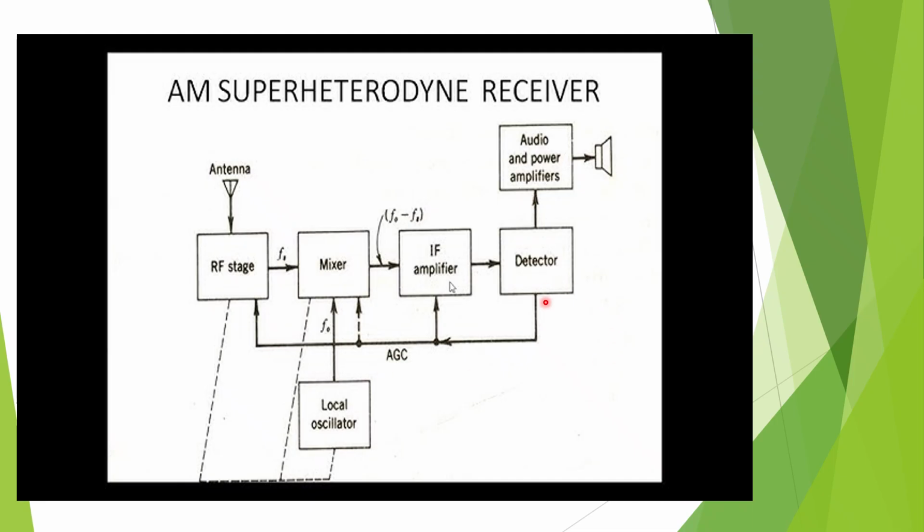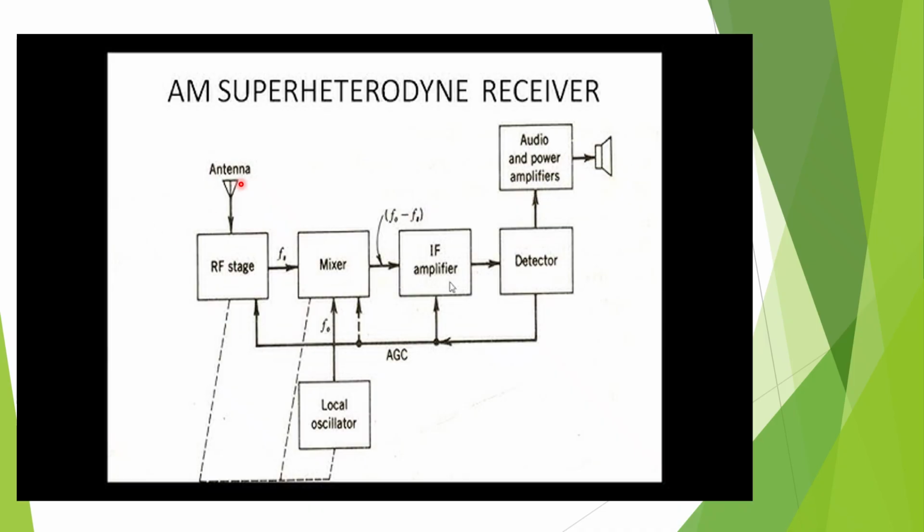Again, the detector converts the AM signal to the original modulating signal. A diode detector is mostly used. What type of detector is used in a superheterodyne receiver? A diode detector. The output of the detector is a low power audio signal, so it is given to the audio and power amplifier, in which the weak signal from the detector gets amplified. It has one or more stages, and then the signal is given to the speaker. This one is the speaker.